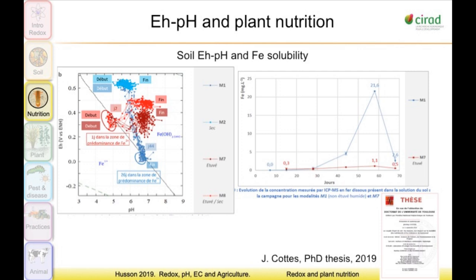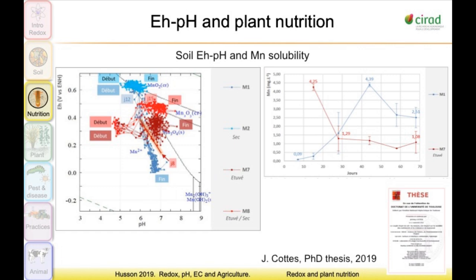The blue one here is oxidized at the beginning, it goes down, down, down, and on day 44 it crossed the limit, and you see that iron starts getting soluble. And we have exactly the same for manganese. For manganese, the limit is a little bit higher, but what we see is that for the red one, there's a lot of manganese in the soil solution at the beginning. Then when it crosses the limit, the manganese is not soluble anymore. And for the blue one, it's the opposite. It starts from there, there's no manganese, and it goes down here, and then you have soluble manganese.